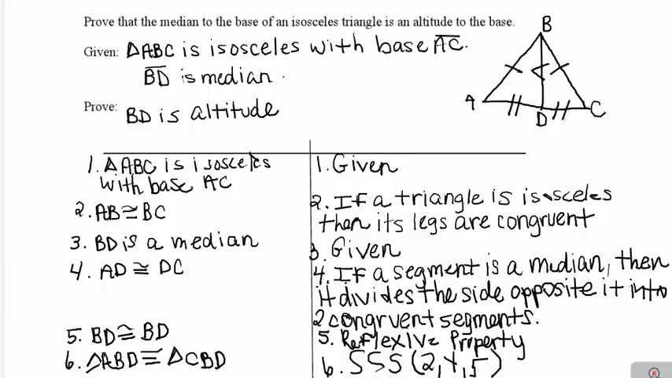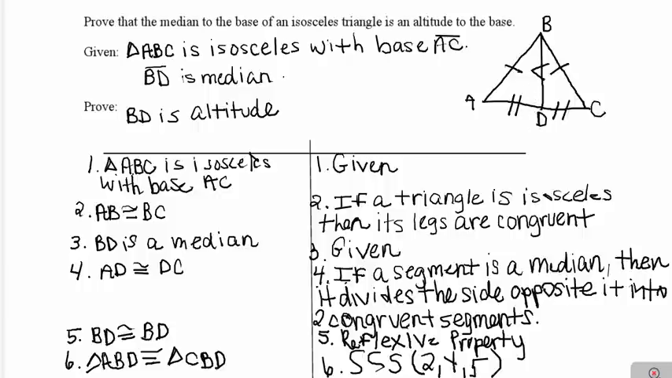Okay, now we need to think about how we prove that it's an altitude once we know that the two triangles are congruent. Well, let's think about that new theorem. That new theorem says that if two angles are both supplementary and congruent, then they must be right angles. So which two angles on the diagram could we prove are right angles? We can now prove that angle BDA and angle BDC are right angles.